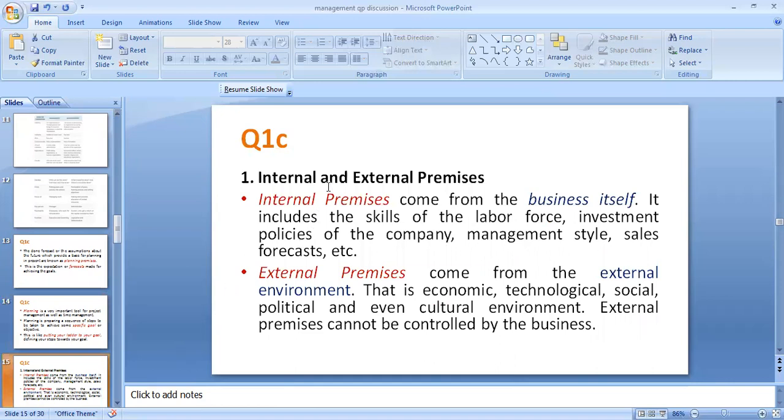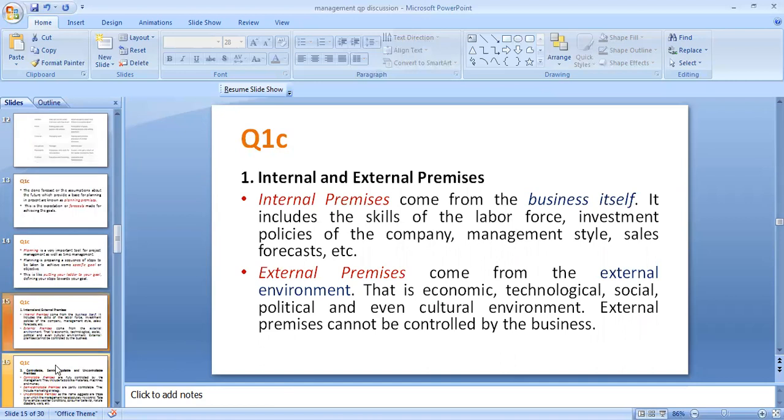So there are two types of premises: internal and external premises. Internal premises are derived from the business itself, whereas external premises are derived from the external environment, like technology, social, political, etc.